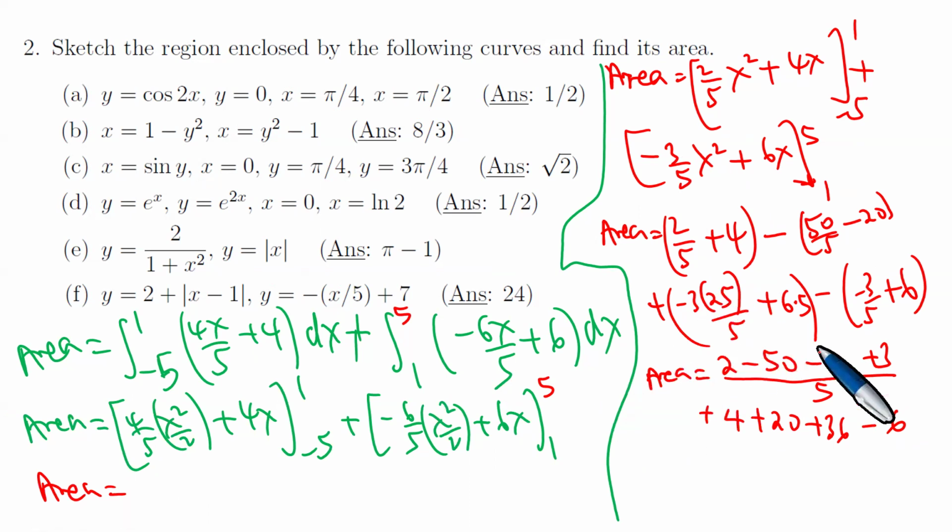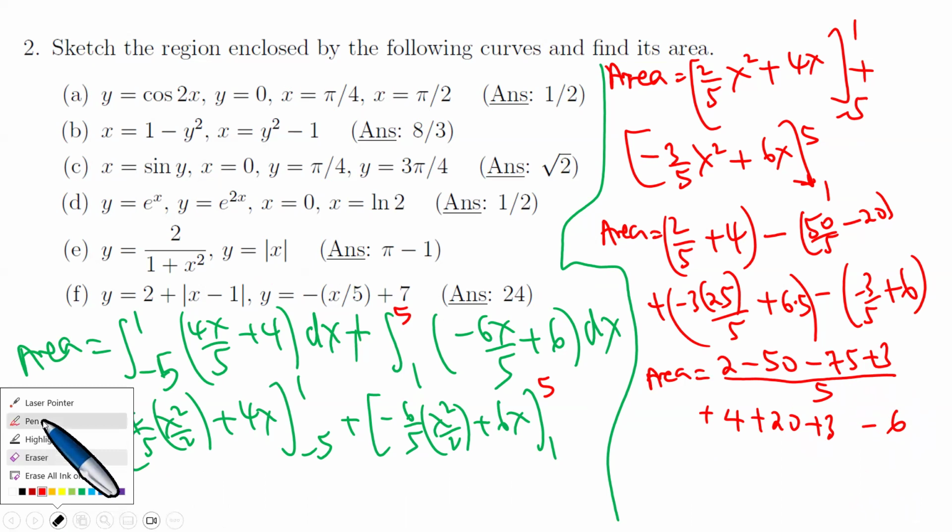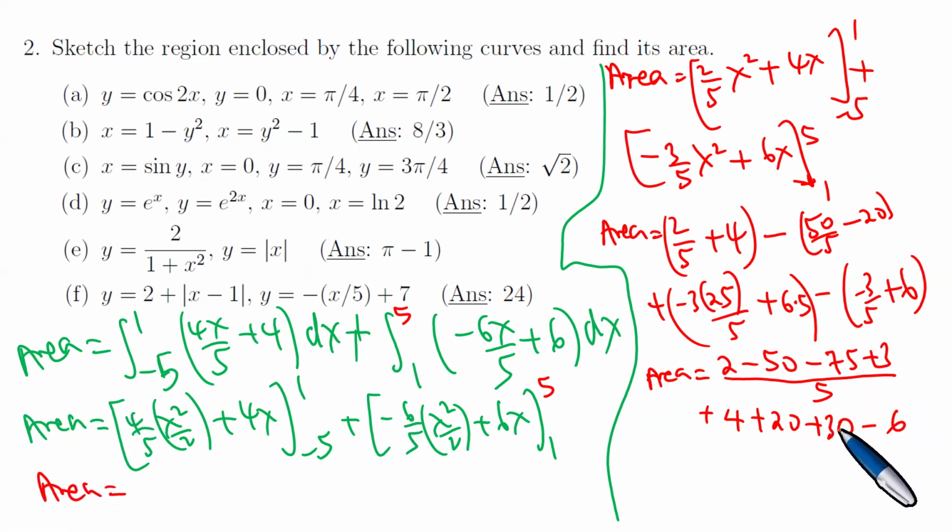And then minus 50 and then minus 3, which is a 75. Plus 3 out of 5. 4 plus 20, plus 30, plus 30, minus 6.